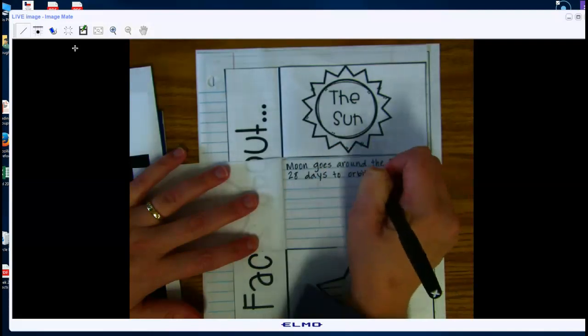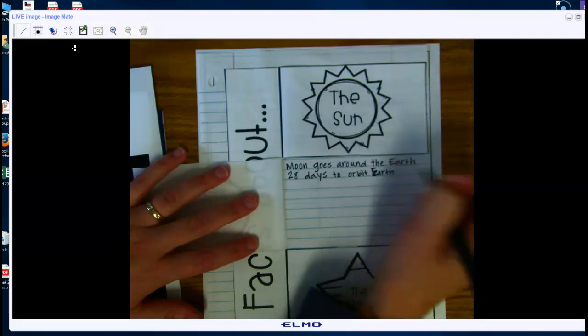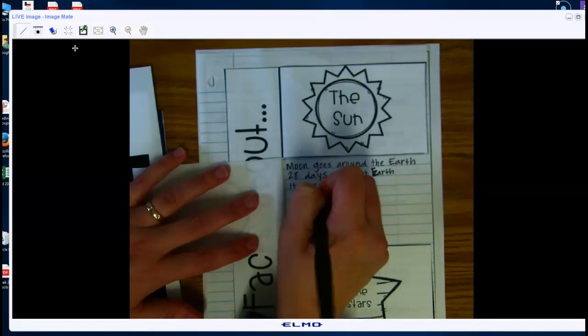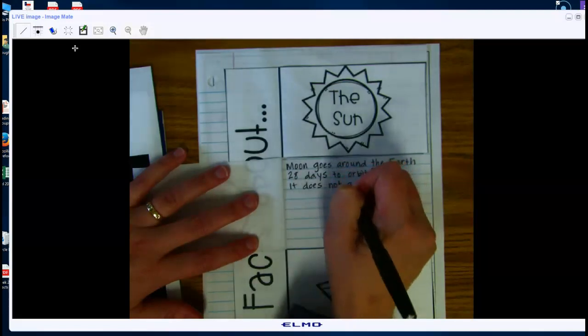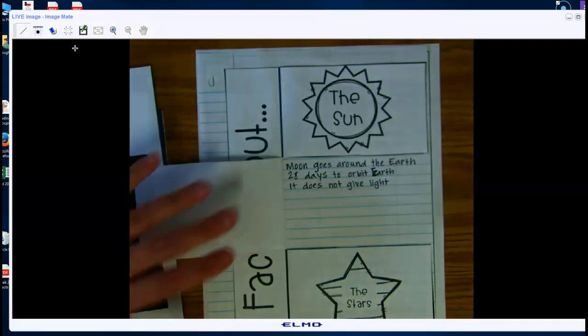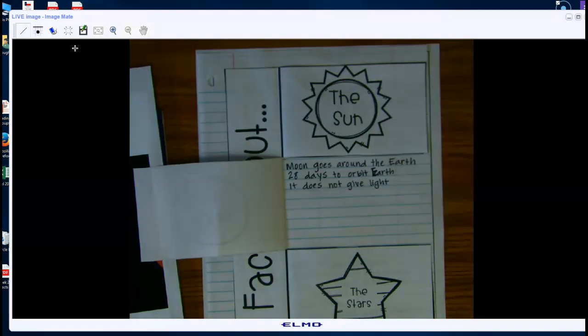Oh, I forgot to capitalize Earth after I told y'all to. Okay, it does not give off its own light. Does not give light. That's really important to know. It doesn't glow. It's not a star. It's just a big round ball of rock and dirt that goes around the Earth.